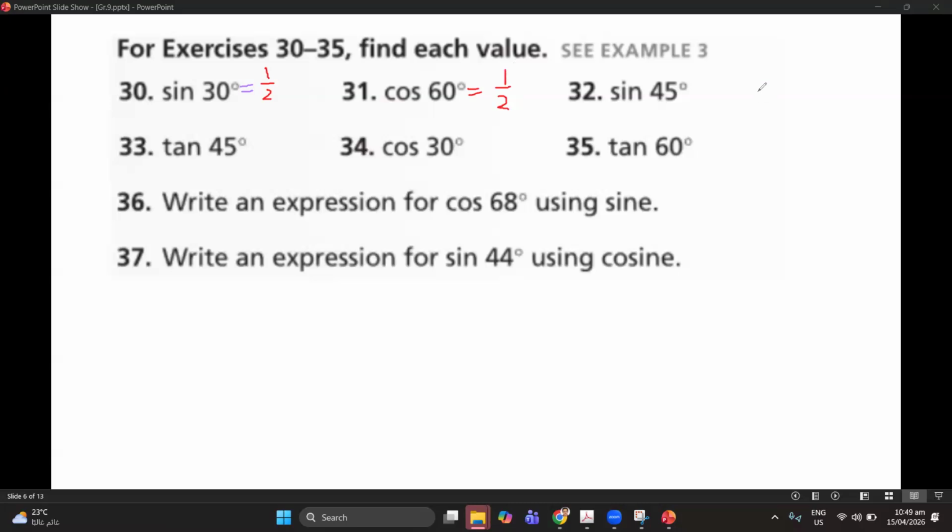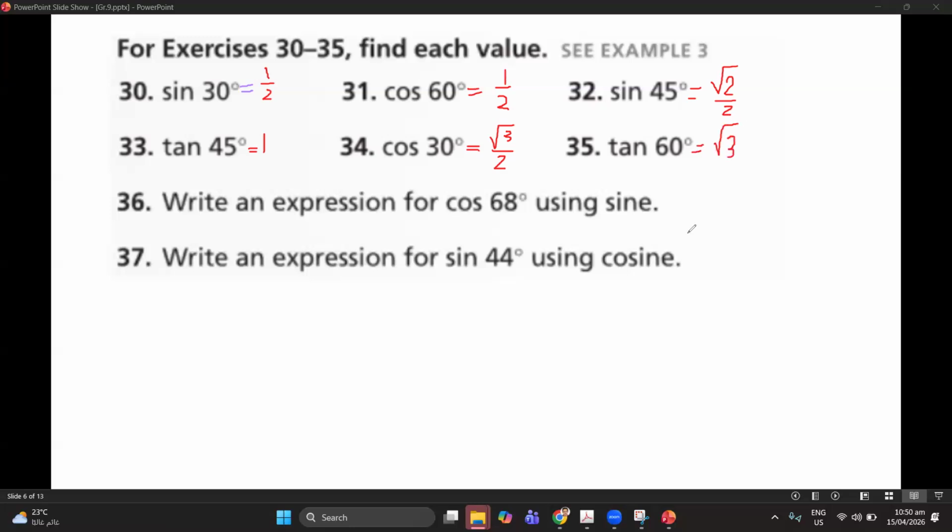Sine of 45. Square root of 2 over 2. Excellent. Type tan of 45. 1. Good job. Cosine of 30. Square root of 3 over 2. And the last one here, tan of 60. Square root of 3.